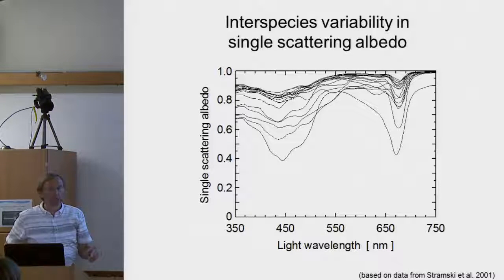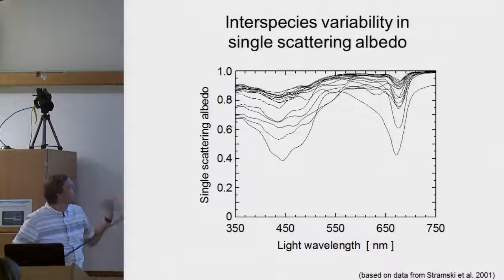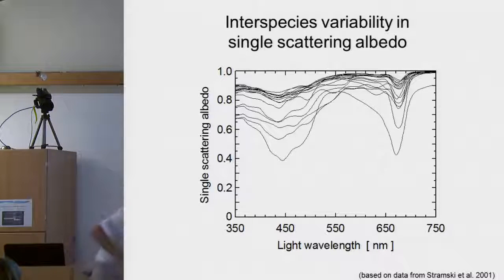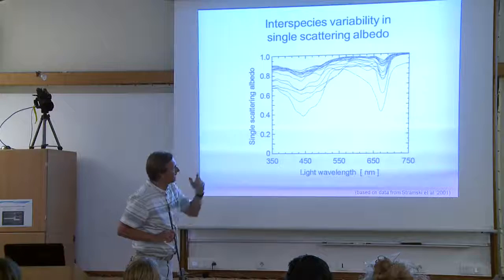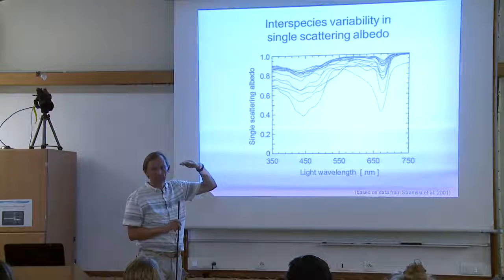Single scattering albedo. I don't know if it was mentioned when IOPs were discussed, something that is useful. It's also called the probability of photon survival. It's a ratio of scattering to beam attenuation.